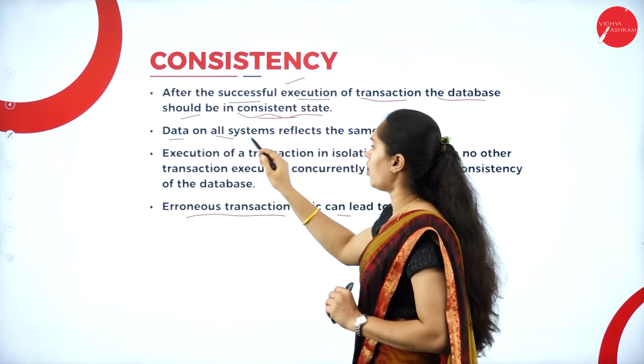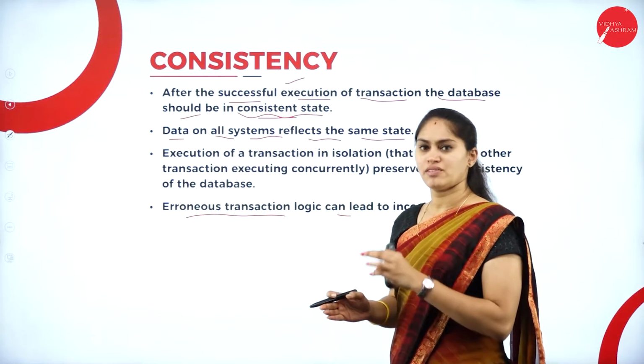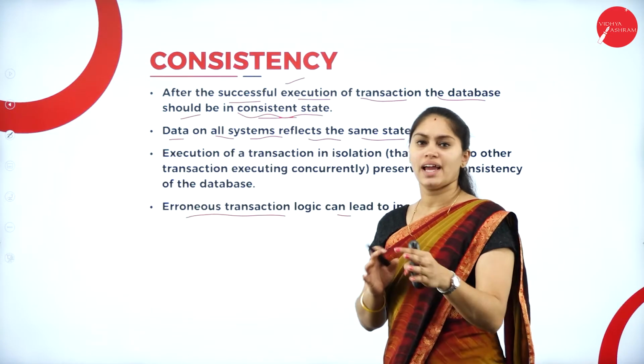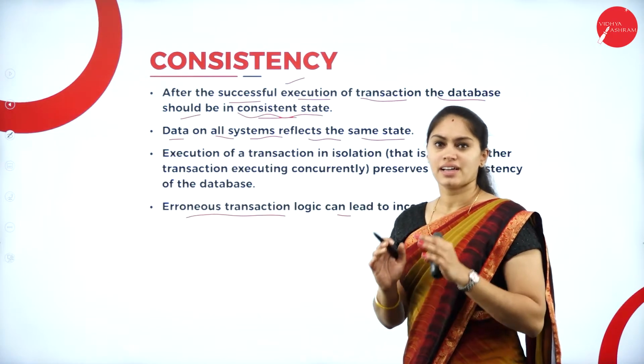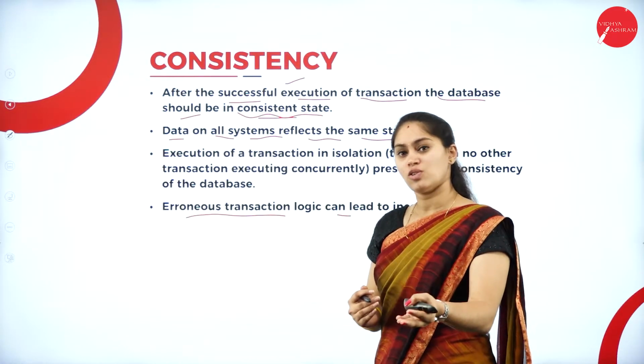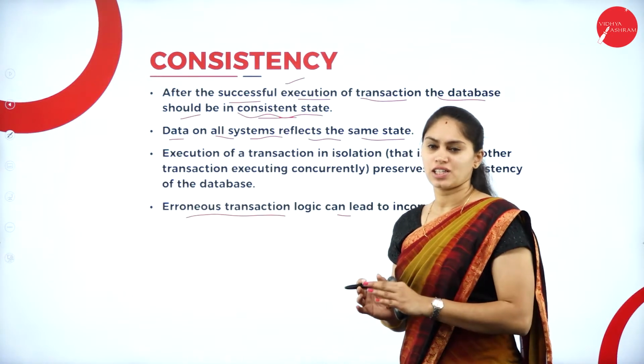So that data on all the systems reflects the same state. As I told, if 5,000 is deducted from me, that has to be credited to my receiver's account. Then only can I say that the data is in a consistent state. Minus 5,000 from my account and minus 5,000 from their account also is not possible, right? It has to be in a reflective form.